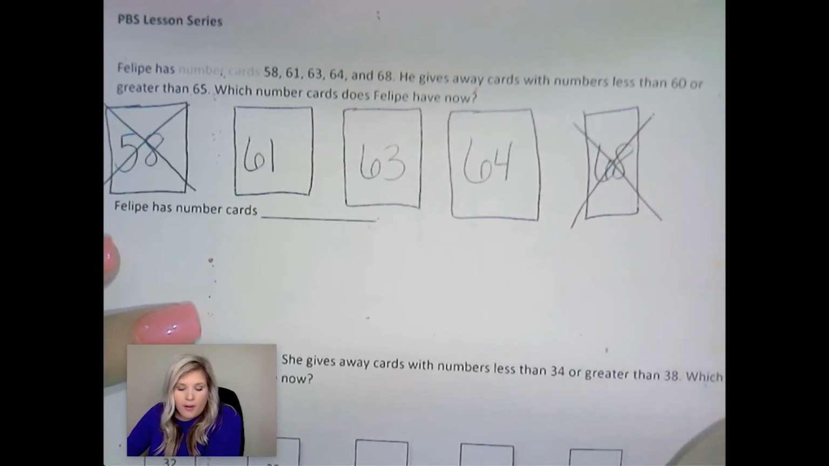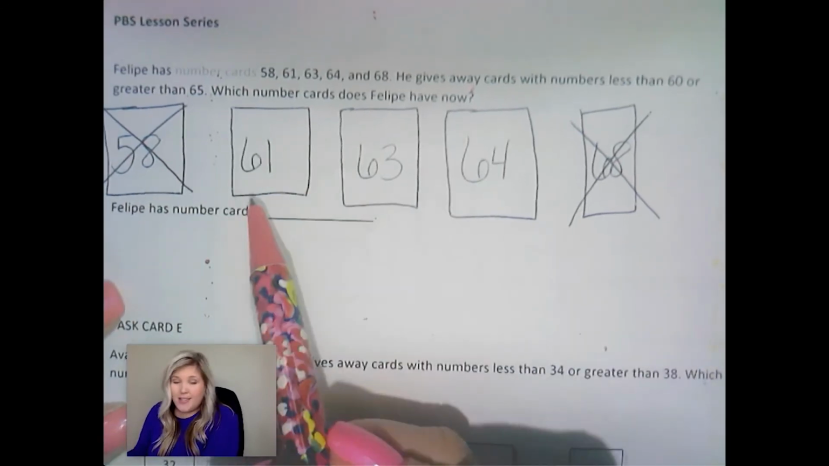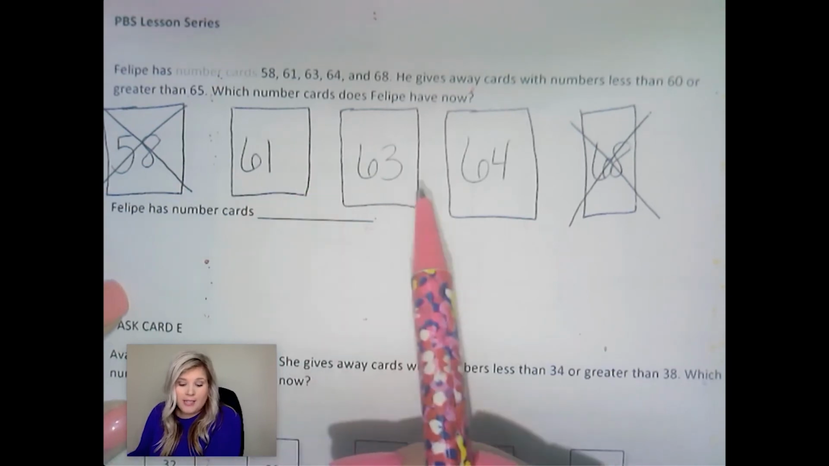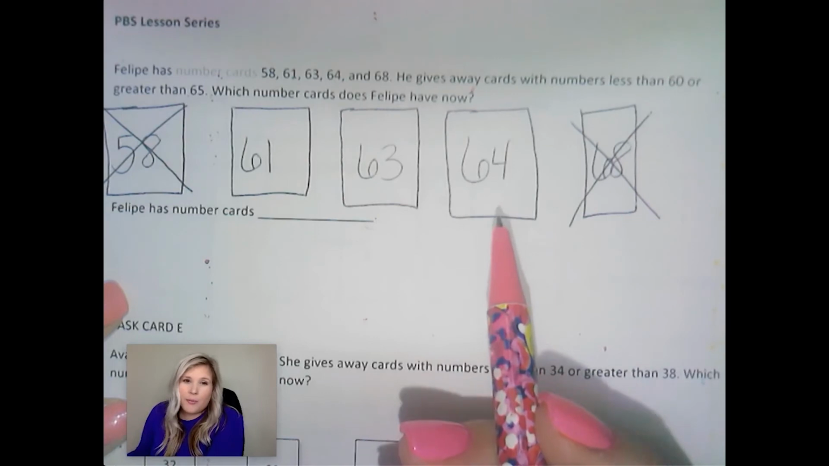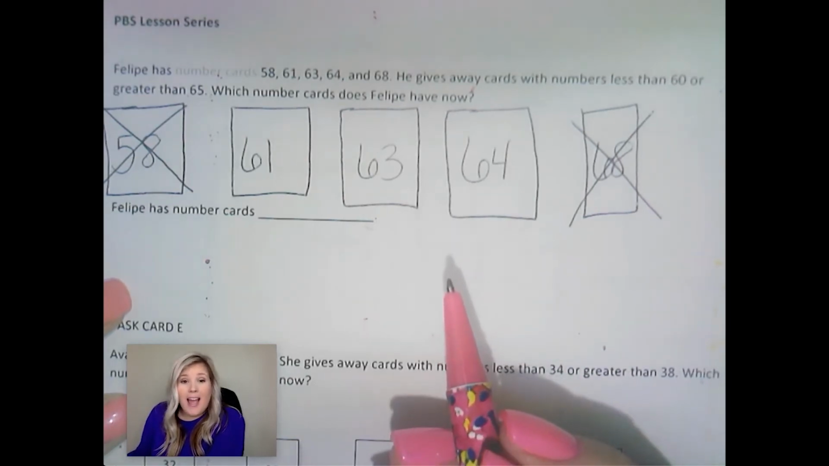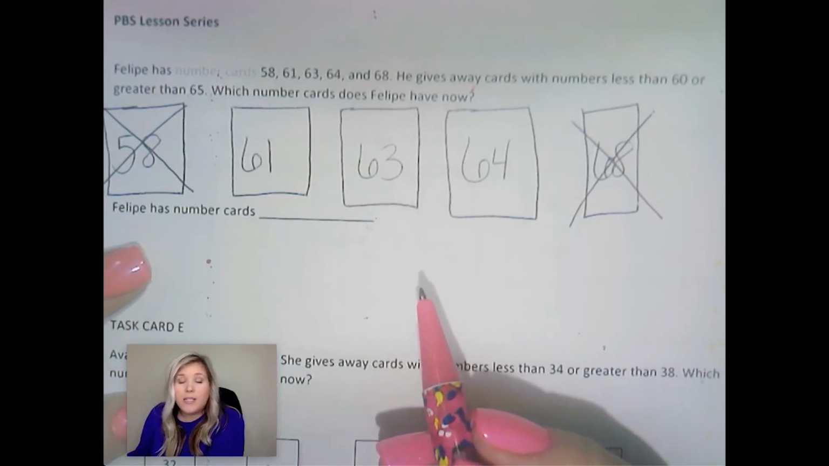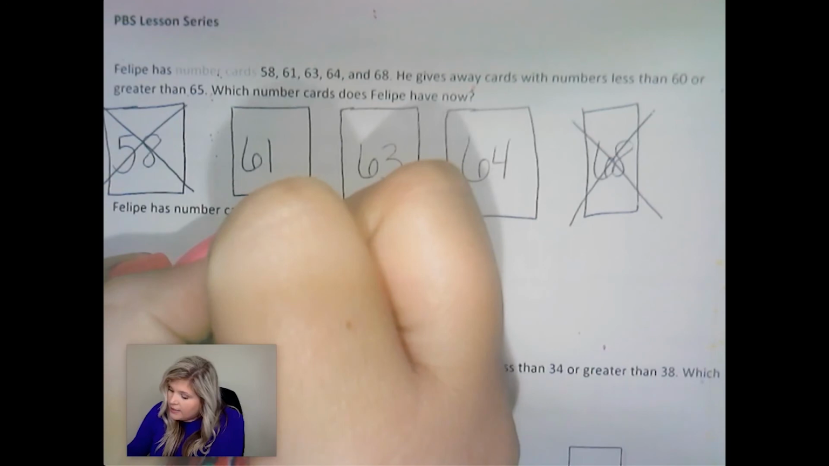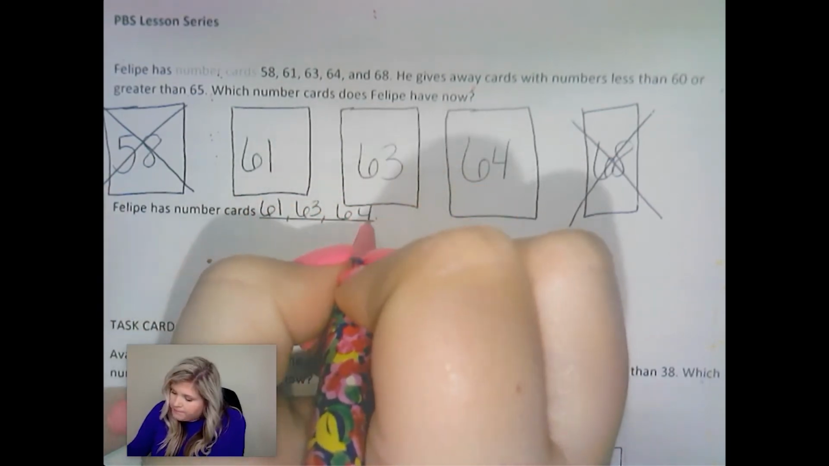When we look at our model now, I know which cards Felipe has now. Those cards, 61, 63, and 64, are not less than 60, and they're not greater than 65. So those are the cards that Felipe has now. So that's the answer to the problem. I'm going to fill in the blank. 61, 63, 64.